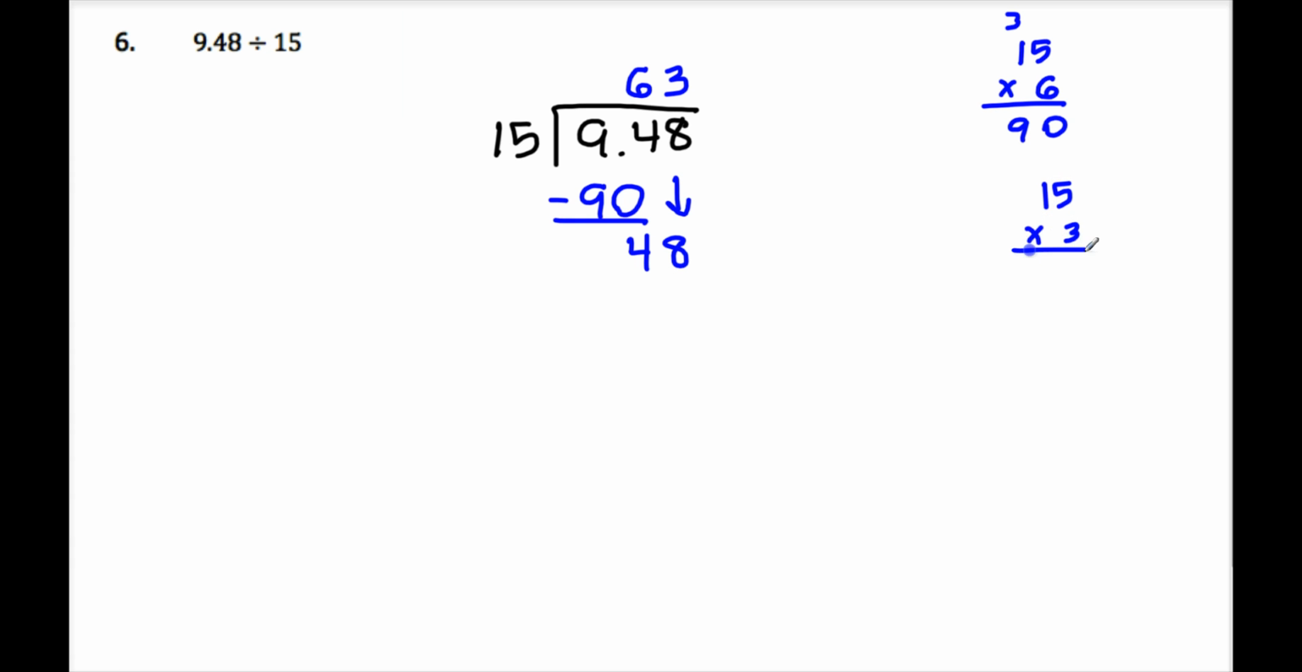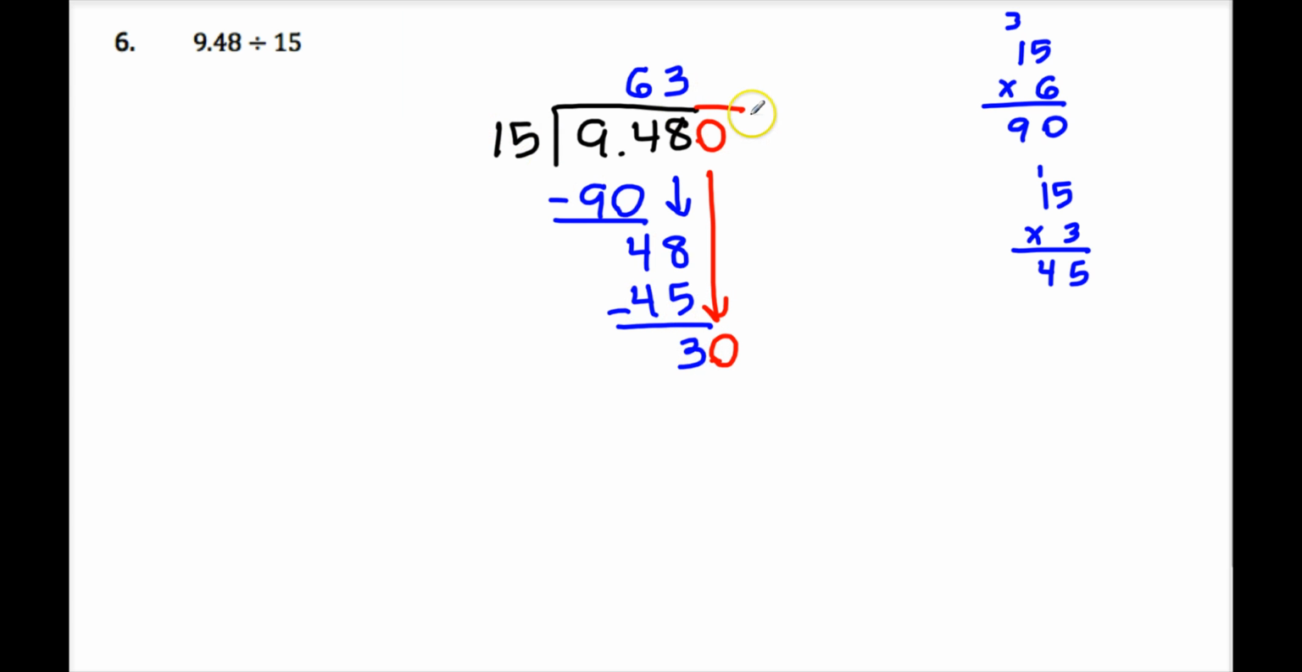15 times 3 is 45. So 3 times 15 is 45. Subtract, I get a 3. And now, just like the last problem, I want to add a 0 to the right of my 8 so I can continue dividing. And I bring down that 0, and now I have a 30 down here.